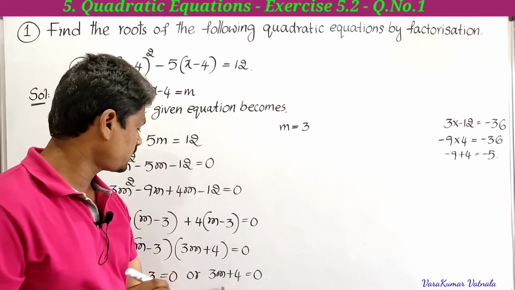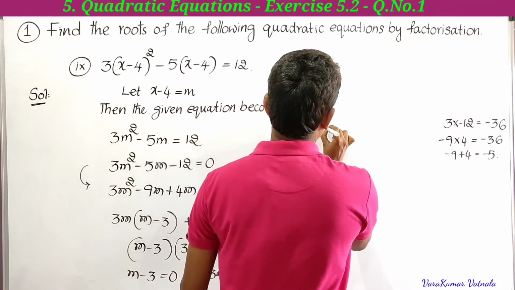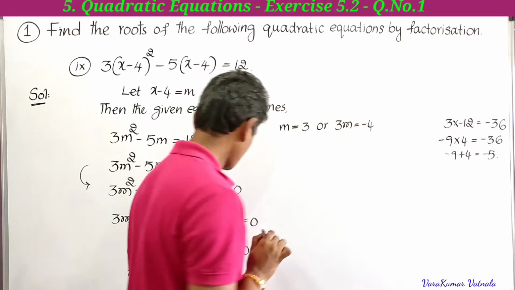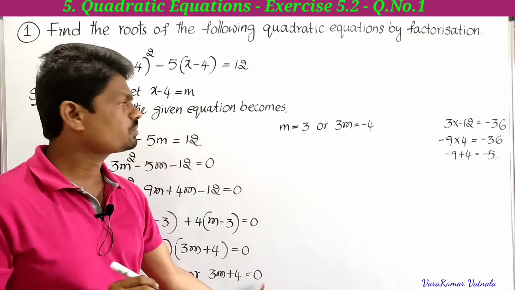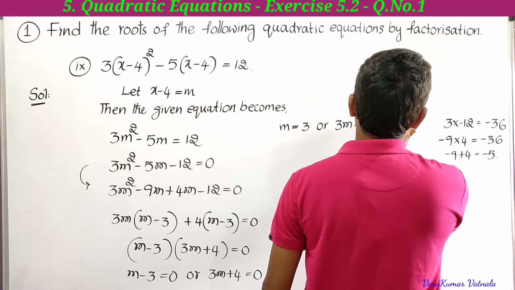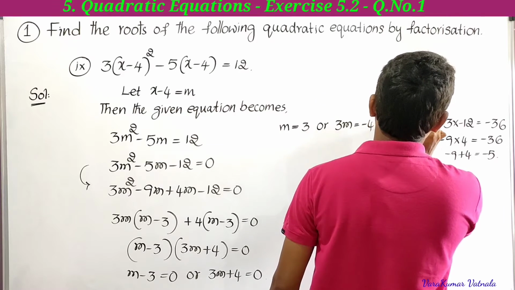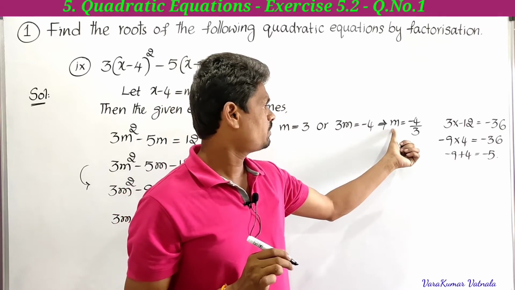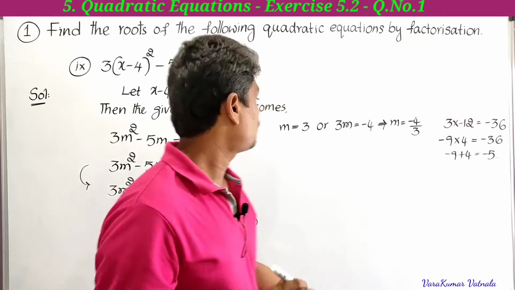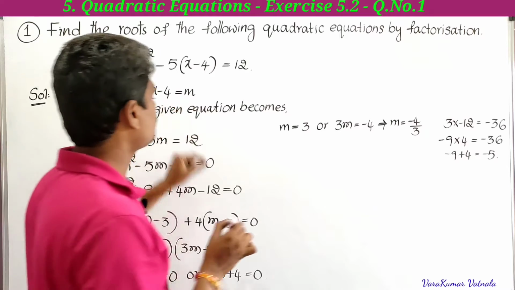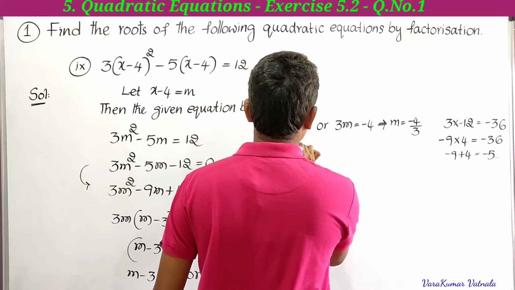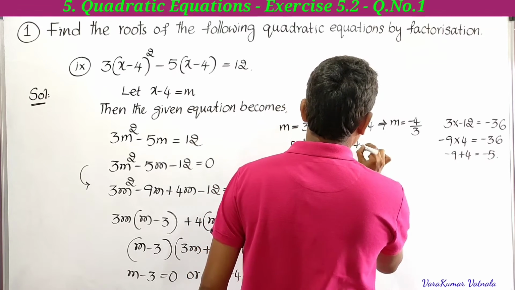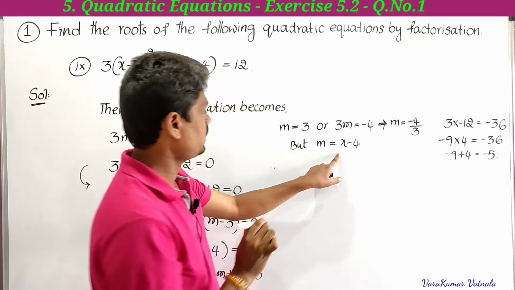Take plus 4 to the right side, it becomes 3m is equal to minus 4. Then take 3 to the right side, it divides: m is equal to minus 4 by 3. But what is m? m is equal to x minus 4. Therefore, wherever m is there, write x minus 4.